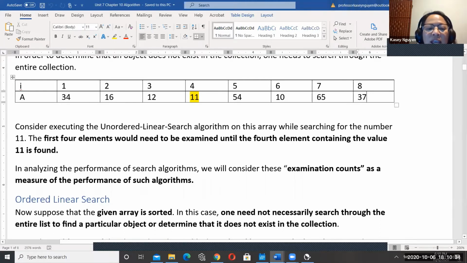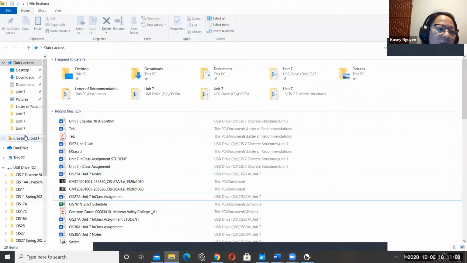So in our case, the performance of this algorithm is considered to be the examination count. And that would be the measurement of the performance in that algorithm. So it's dependent on the number of inputs when we're looking at linear search, okay? And in this case, because it's not ordered, it's not organized, right? It has to seek through every single one, okay? Any questions so far?